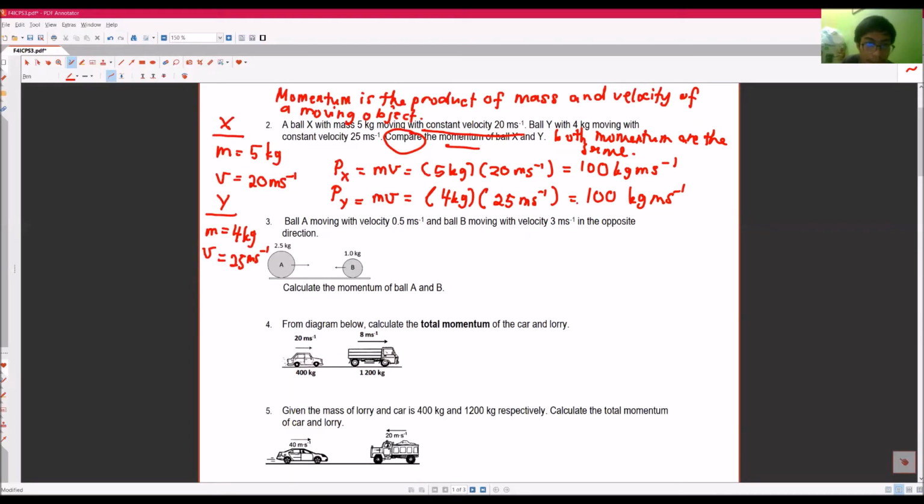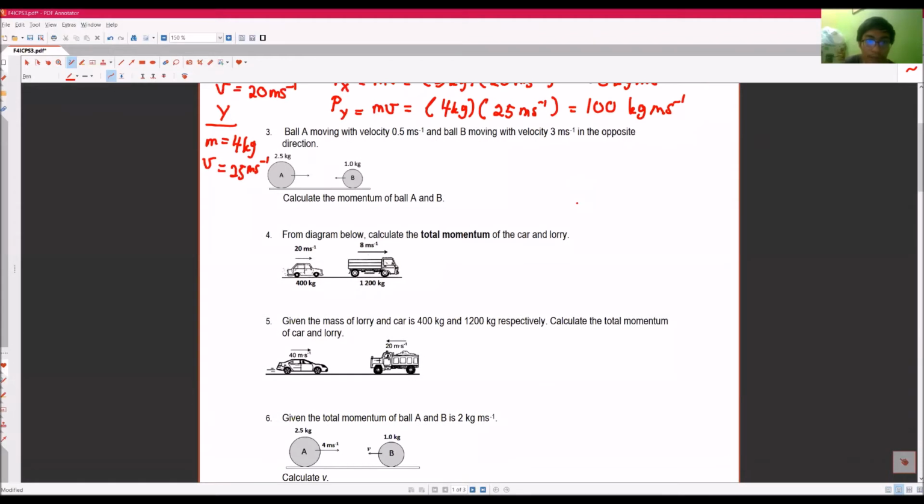Okay. So next, ball A is moving with velocity 0.5 m s^-1, meter per second. Ball B is moving with velocity 3 meters per second in the opposite direction. If it says in the opposite direction, then the velocity must be negative, and then the momentum is also negative. Okay, so calculate the momentum of ball A and ball B.